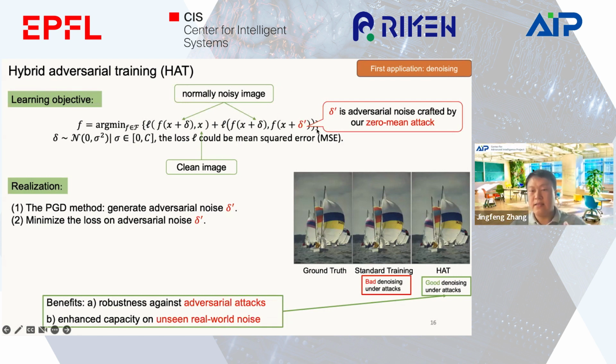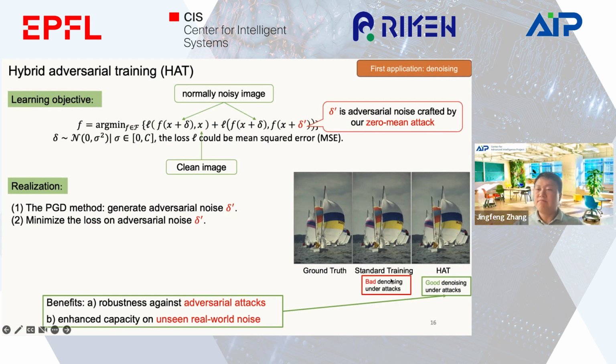To realize this learning objective, we alternately use the PGD method to generate the adversarial noise and then minimize the above two loss terms with respect to the model parameters. Then we found, compared to the standard training, our adversarial training can ensure the reconstruction quality under attacks.